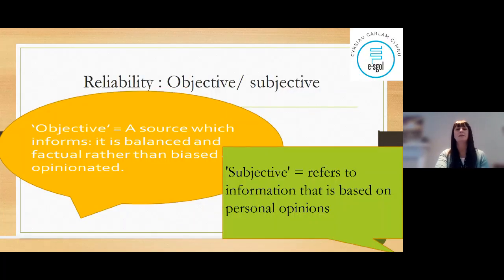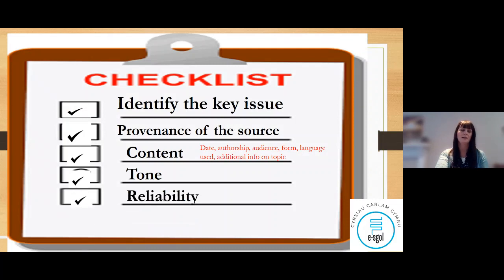Now, with regards to reliability, there are two words that could be used if they're of relevance: objective and subjective. Objective is a source which informs. It's pretty balanced normally and quite factual rather than being biased or opinionated. So if you do have a source that fits that category, you could use the word objective. Subjective is also a word that could be used. This refers to information that's based on personal opinions. Normally, it's quite emotional if a source is subjective. So you have to be careful which one you choose if there is a relevance, and if you can use them, then you obviously could include these two words in your source analysis as well, okay, for reliability.